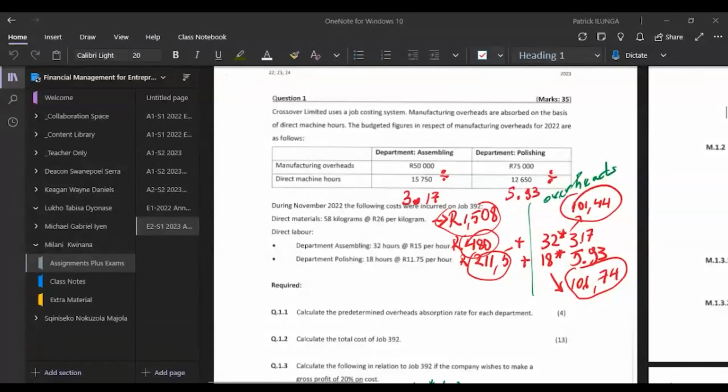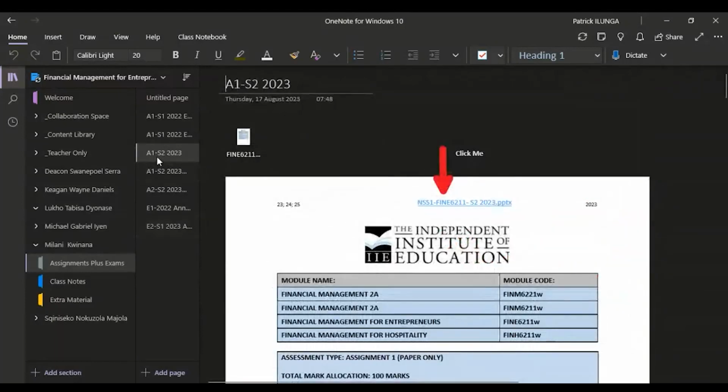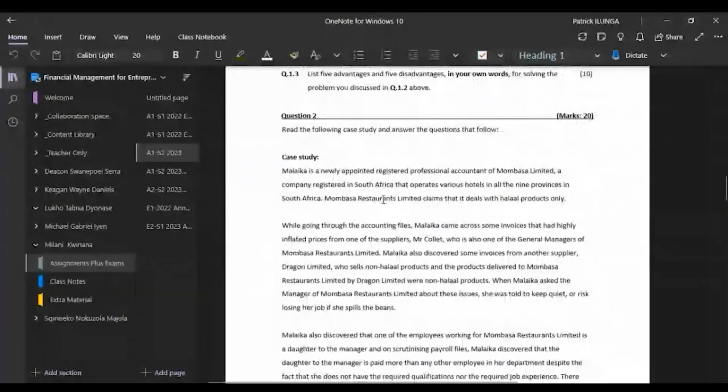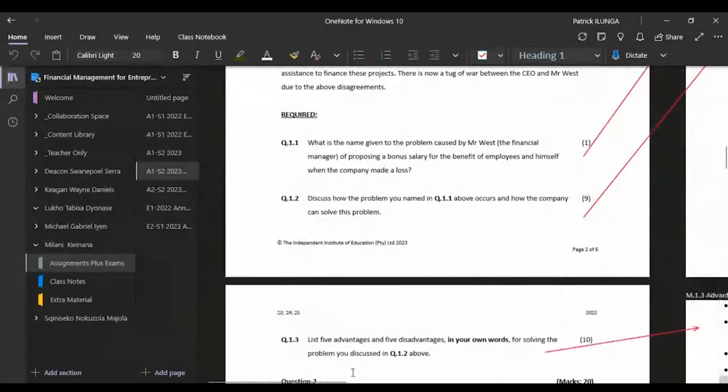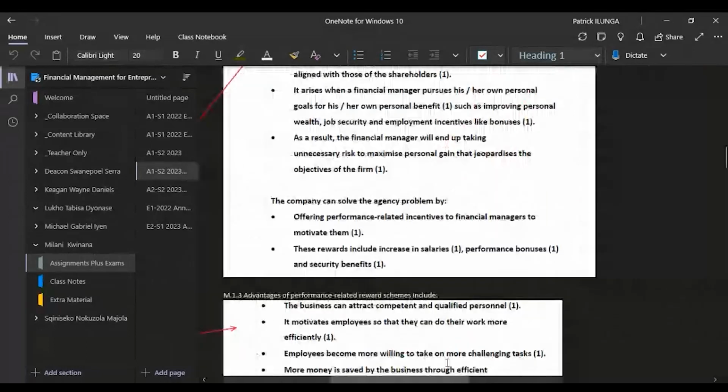First thing that you guys are going to do is go back to assignment 1 and 2. You have the solutions to assignment 1 and 2. It says A1 semester 2, meaning that if you look at my screen, assignment 1 semester 2. This was the assignment, and this is the solution to assignment 1 semester 2.